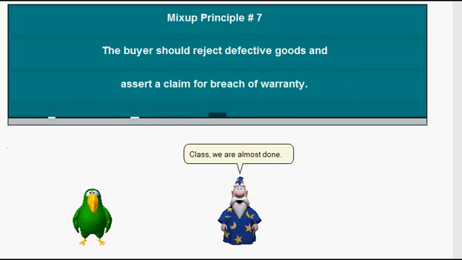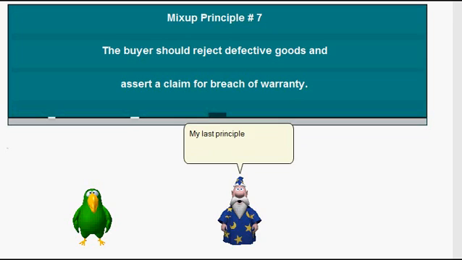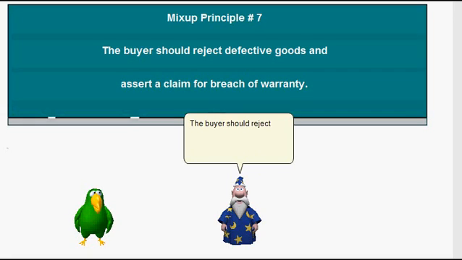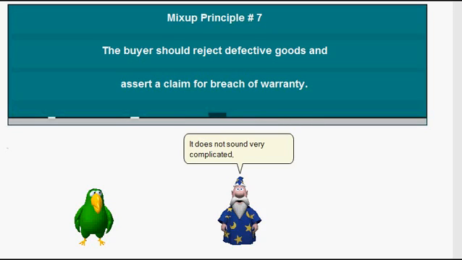Class, we are almost done. My last principle concerns contracts for the sale of goods. The principle is: the buyer should reject defective goods and assert a claim for breach of warranty. It does not sound very complicated, does it? So why am I telling you about it? The answer is that I don't want you to forget warranties.